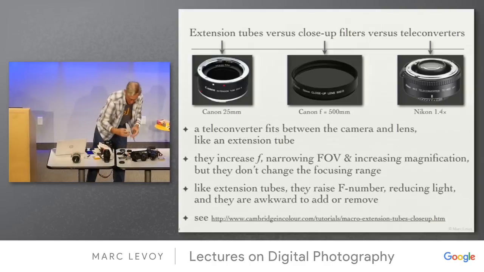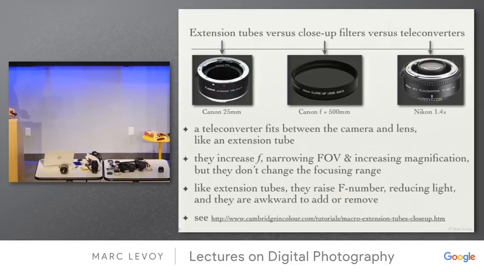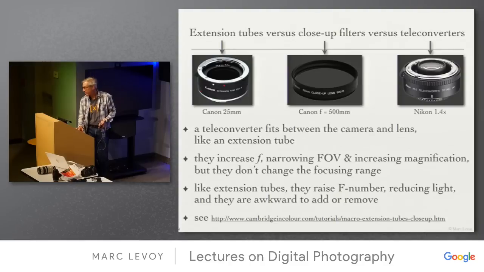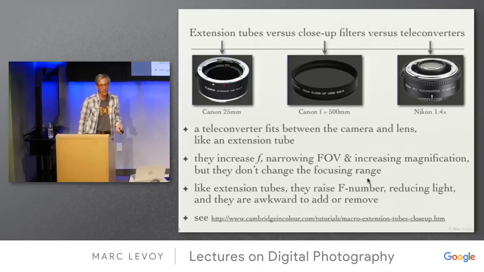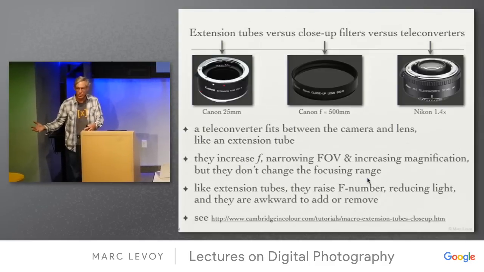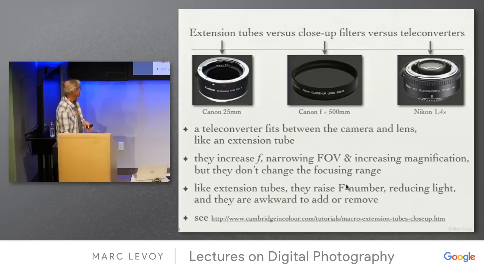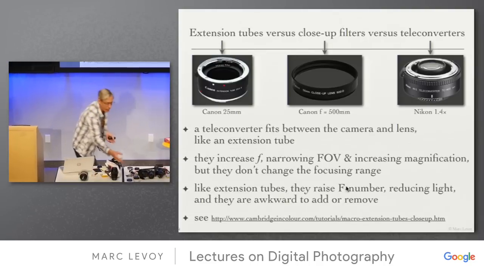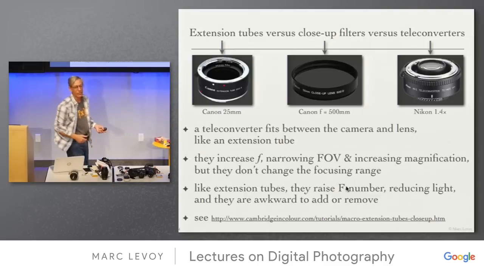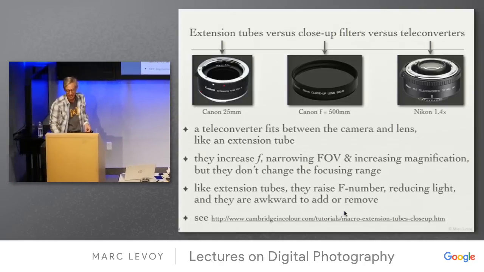And so what it does, let me cover that again because it does have optics in it. It increases the focal length, narrowing the field of view and increasing magnification, but it doesn't change the focusing range. So if that grizzly bear is about as close as you want it to be, but you'd like it to fill the frame, then you'll put a teleconverter on the end. They raise the F number as well because they're taking your main aperture and sticking it further from your camera. And they're awkward to add or remove, especially if there's a grizzly bear out there.